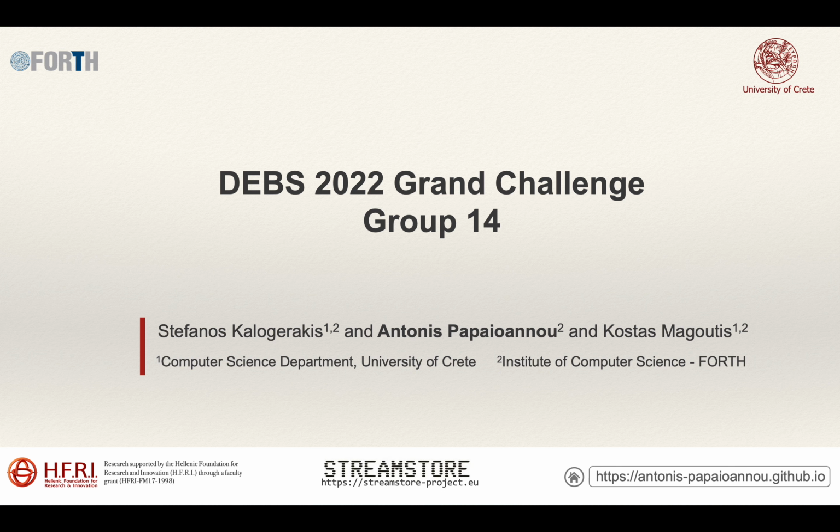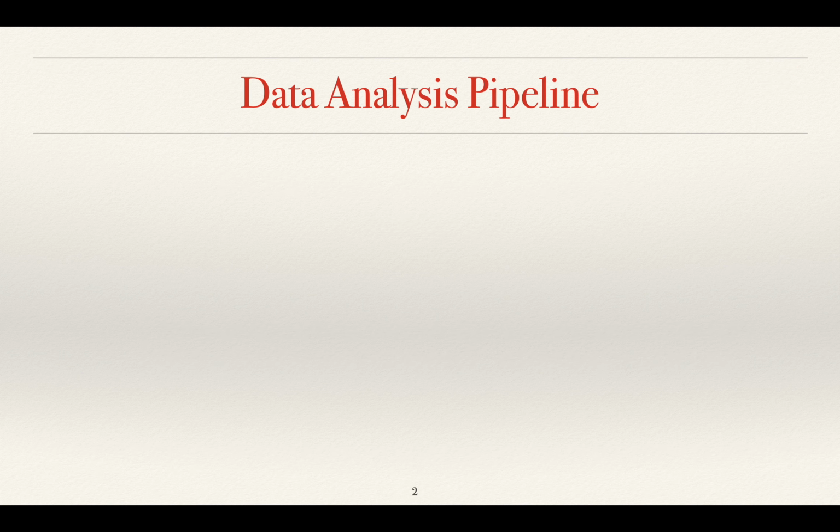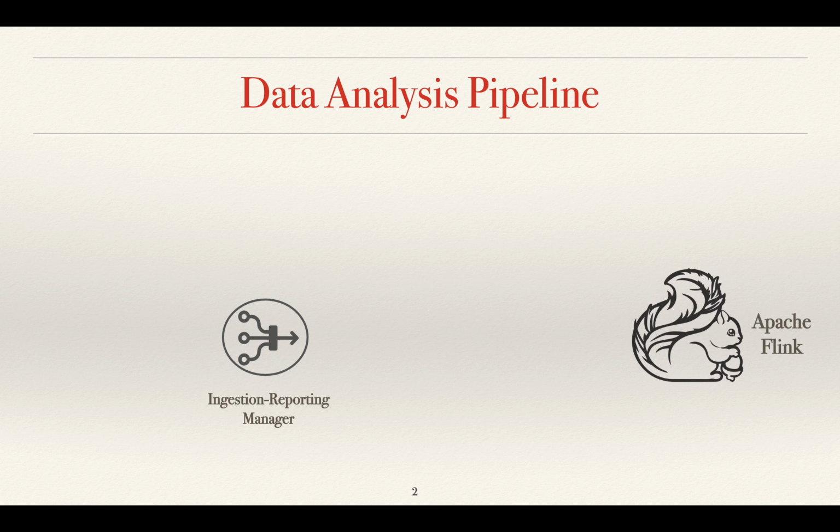We are Group 14. Let's start with an overview of the data analysis pipeline and the software stack used. Our proposed architecture relies on three major components: a data ingestion and reporting process, a data processing task that runs on top of the Apache Flink stream processing engine, and we also use Apache Kafka to persist the incoming data and the analysis results. Kafka also allows us to decouple the ingestion phase and simplifies the integration of the platform used for the challenge.